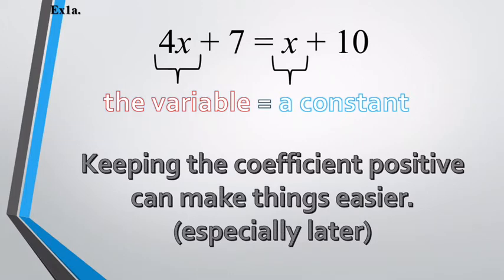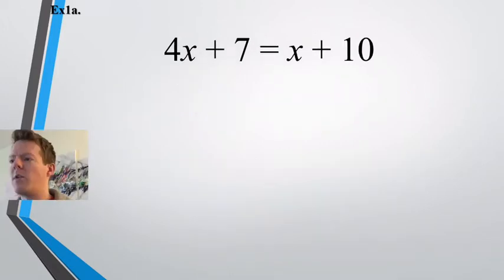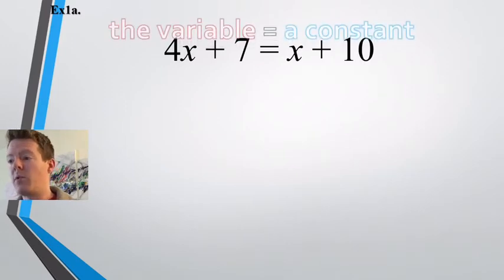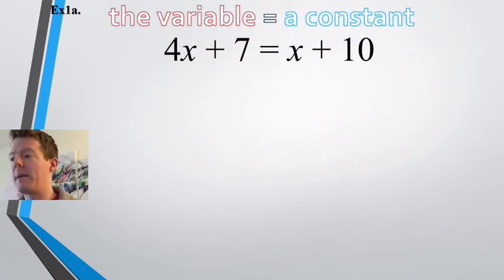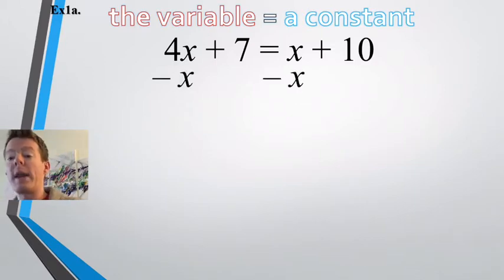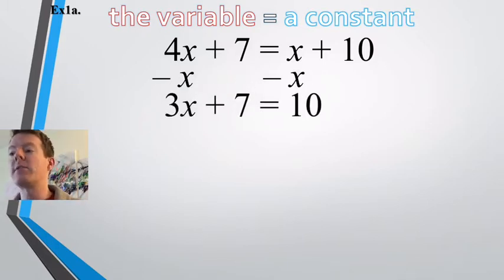Okay, again, keeping the coefficient positive will make things easier, especially later. So in order to make it variable equals constant, I'm going to start to move things around. First I'll move the 1x that's on the right side to the left side by taking it away. I'll take 1x away from both sides, and that gives me 3x plus 7 is equivalent to positive 10. Now I just have a two-step equation.